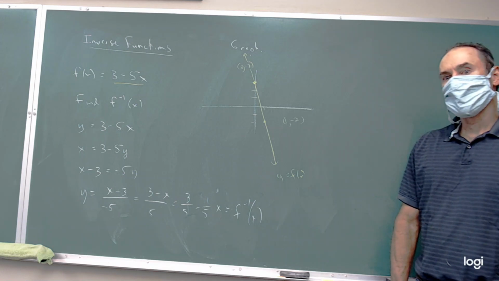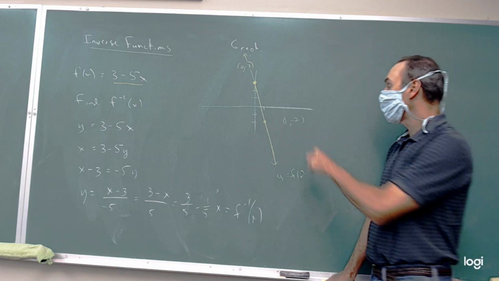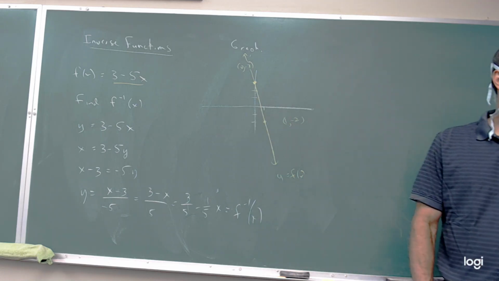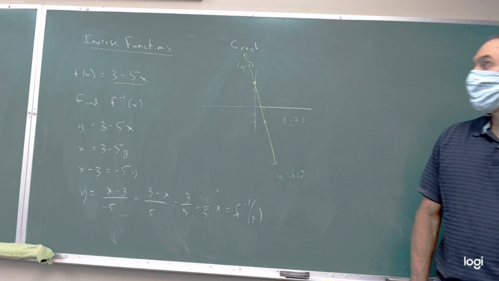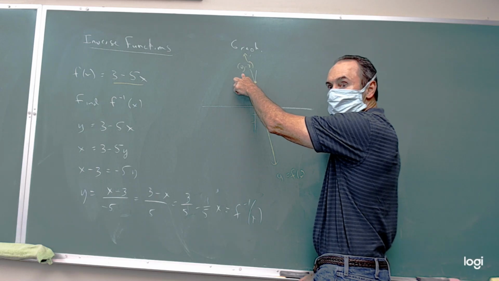Now for the next one, kind of a nice way to graph things is if we know these ordered pairs, what's true about a function and its inverse is they switch the role of x and y. So if this is a point 0, negative 3 on the original function.